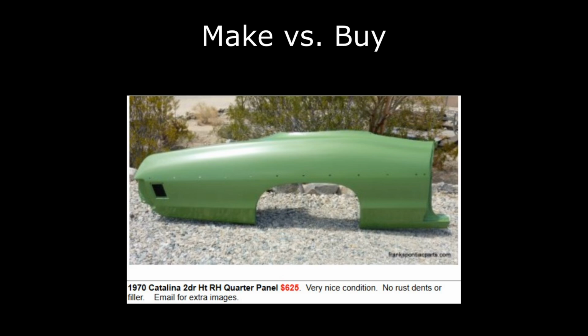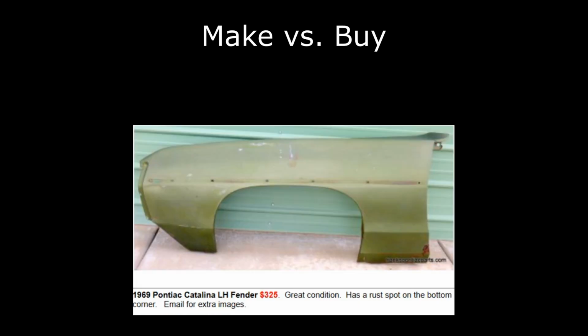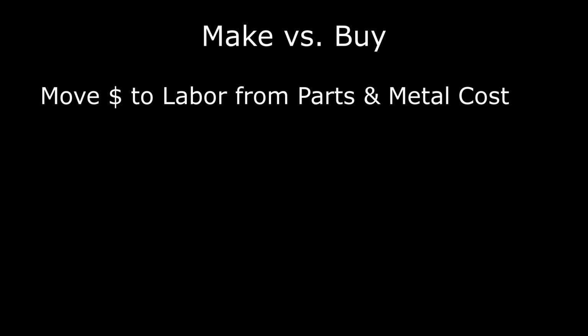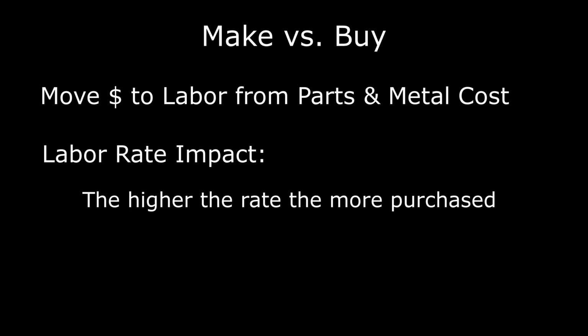If patch panels or a donor car are available, then you should probably purchase them. In this case, patch panels for the 1969 Pontiac Catalina convertible quarter panels were not available, and no local donor car was found. As a result, all replacement metal needed to be fabricated. One replacement fender was available in California, but it was decided to repair the existing. This essentially moved dollars to the labor dollars column from the parts and metal dollars column and extended the amount of labor expended. The shop labor rate drastically impacts this make-buy decision. The higher the rate, the more you should attempt to purchase, even with shipping costs.